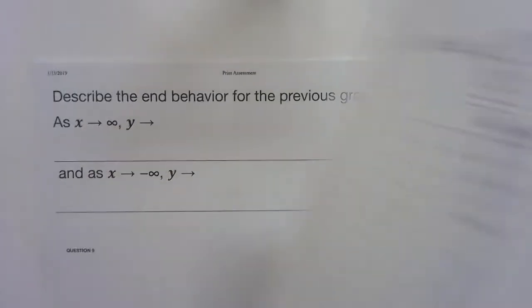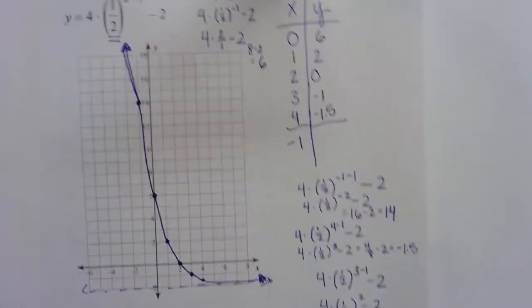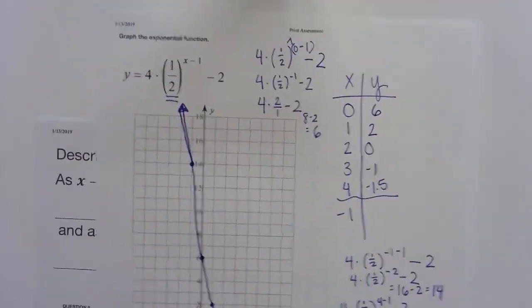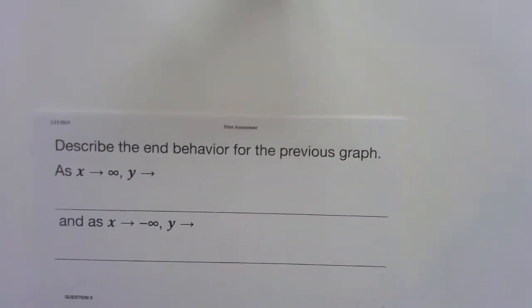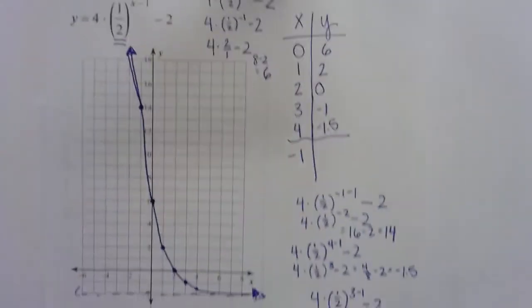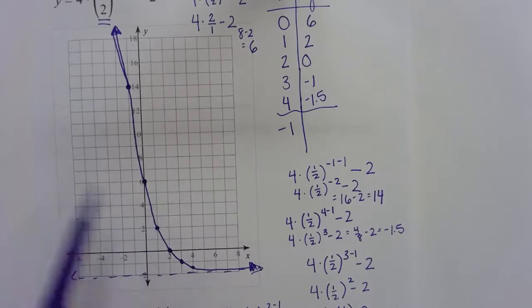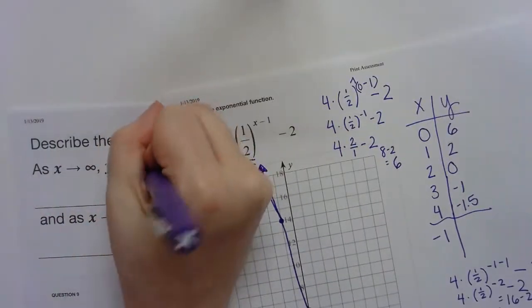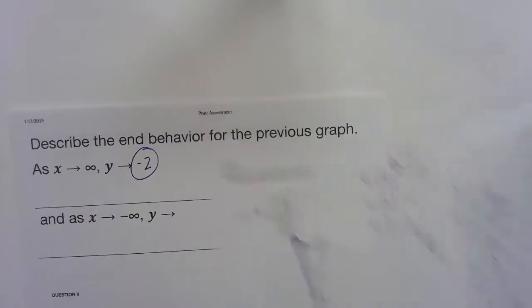So question 8 is going to use this graph. So more than likely, if you got the graph correct, then you probably got question 8 correct. But if you missed something on your graph, you might have missed this part. It kind of went together. So describe the end behavior for the previous graph. So as x approaches infinity, y approaches, so that's from left to right, as x is approaching infinity, y is approaching negative 2 because there's my asymptote. It's starting to level off there and approach negative 2, but not actually be there. So that one should have been negative 2.